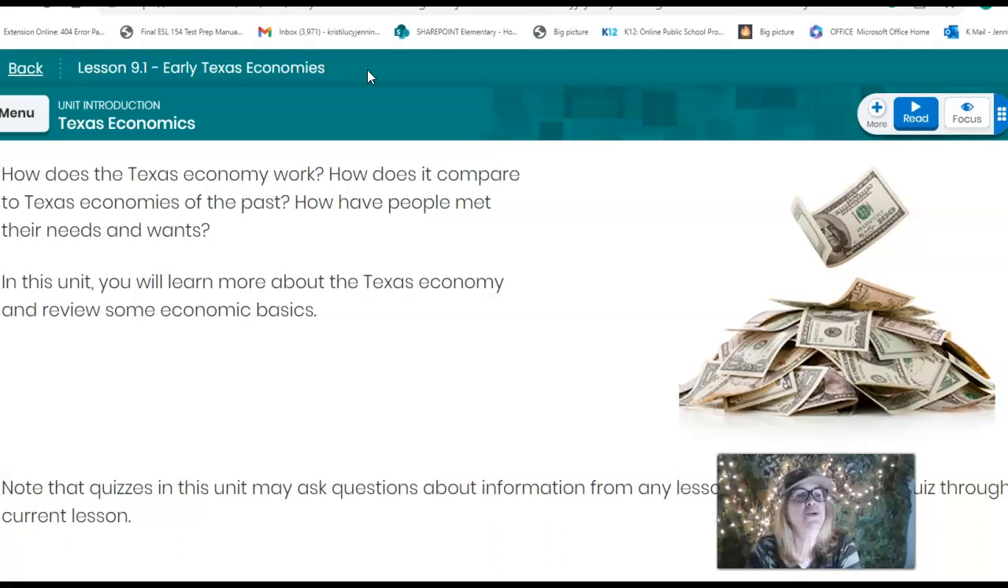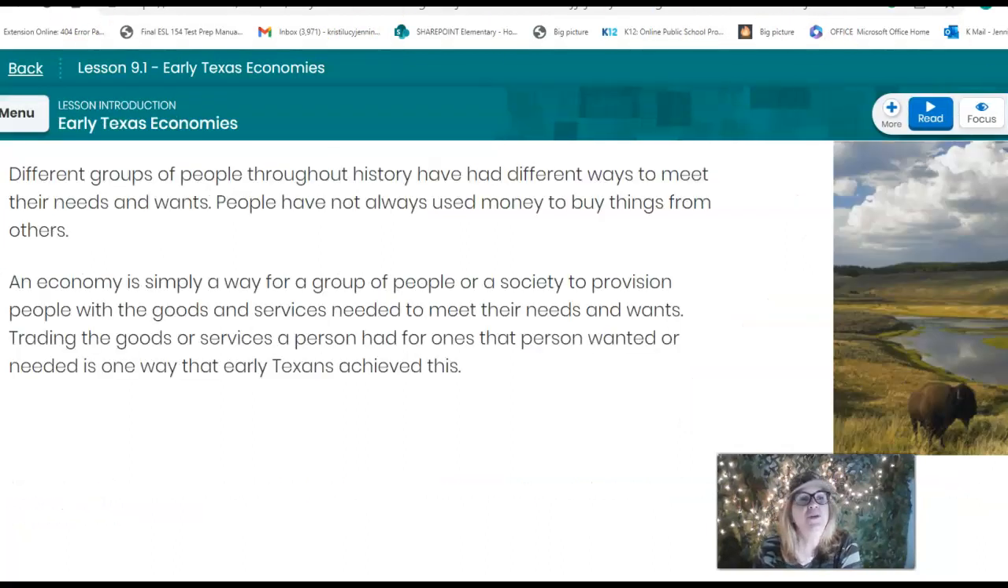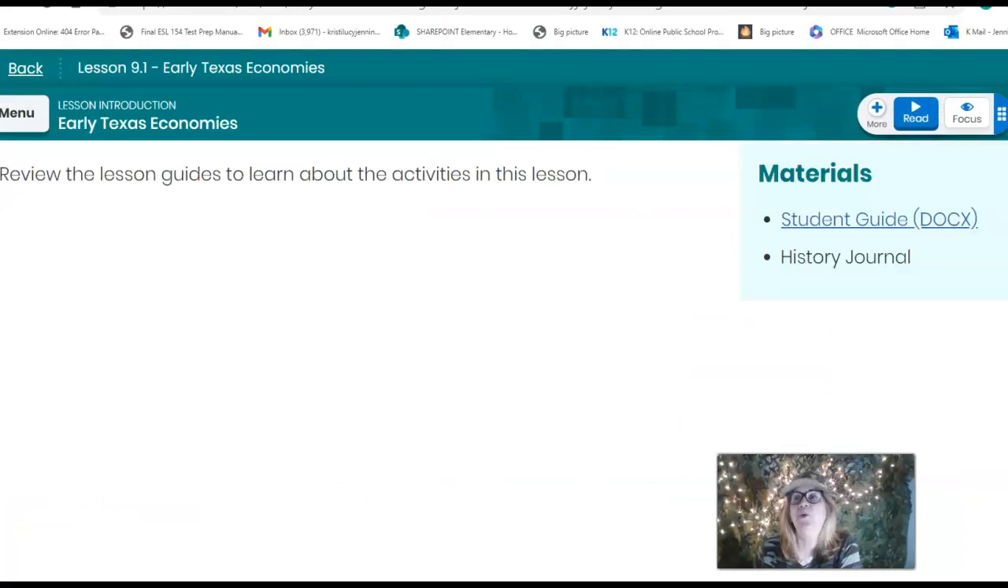So right now I'm showing you your OLS in social studies, and it starts off with 9.1 early Texas economies. An economy is just basically what they spent on and what people made for the goods and services that people spent their money on. All right. So it goes through here, early Texas economies. We're still in 9.1.